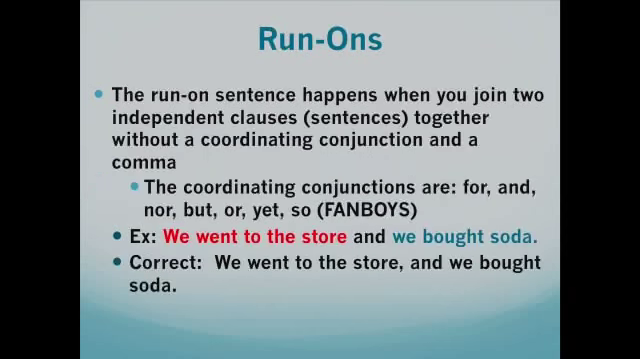The run-on sentence happens when you join two independent clauses or sentences together without a coordinating conjunction and a comma. So the coordinating conjunctions are for, and, nor, but, or, yet, and so. We call them the fanboys. So here's a sentence that's wrong. We went to the store and we bought soda. That's a run-on. The correct way to say that is, we went to the store, comma, and we bought soda. So that's what a run-on is. It just has that conjunction in there. There's no comma to help join those two sentences together.